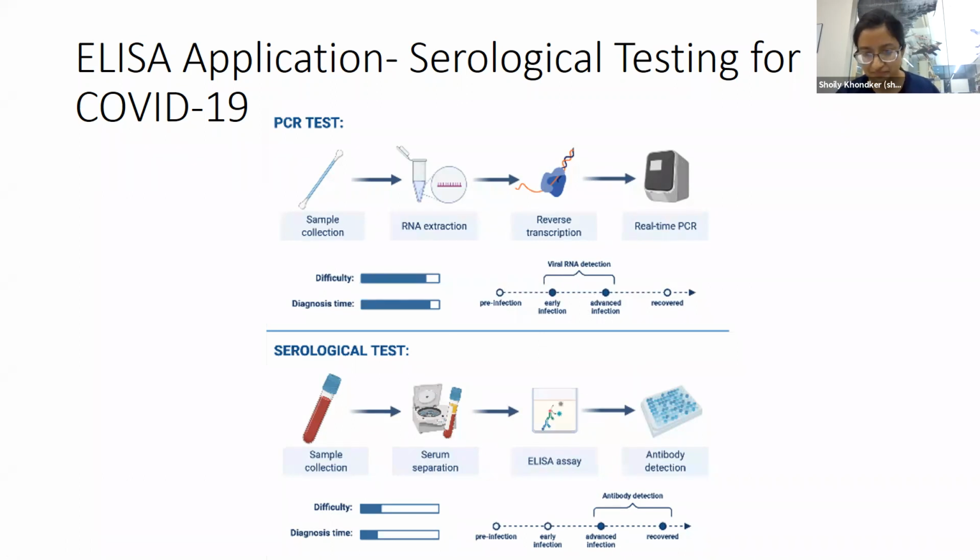So the protein that they're looking for here is a human immunoglobulin protein. This technique is used to detect advanced infection or recovery or previous infection. So that's just one example of a real-life application for ELISA assays. Any questions?